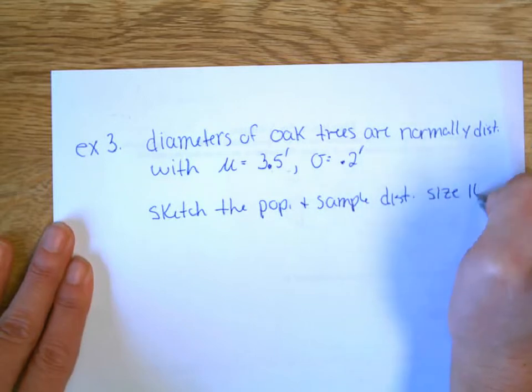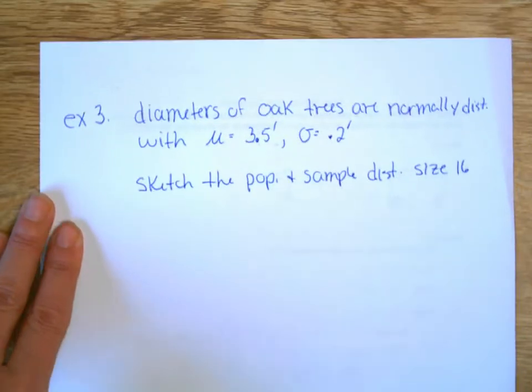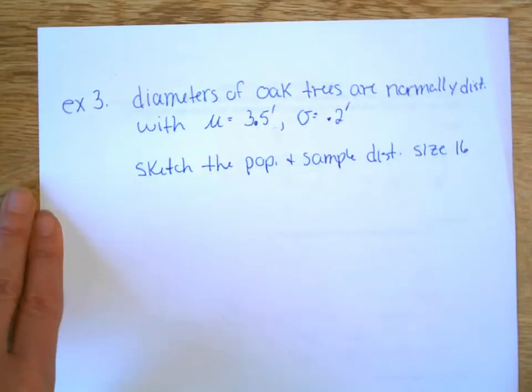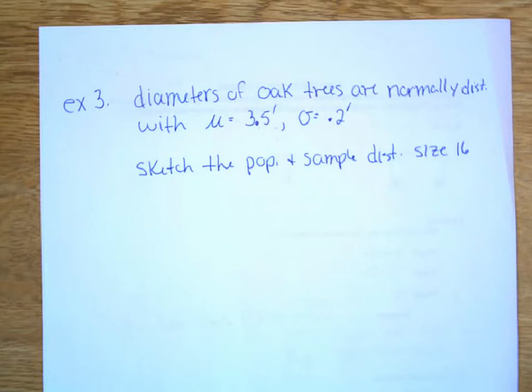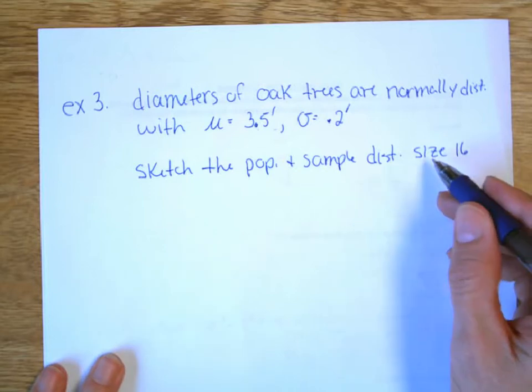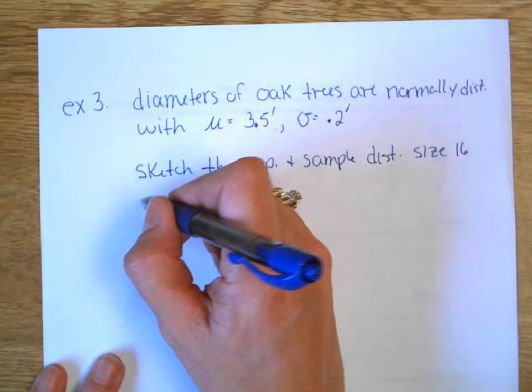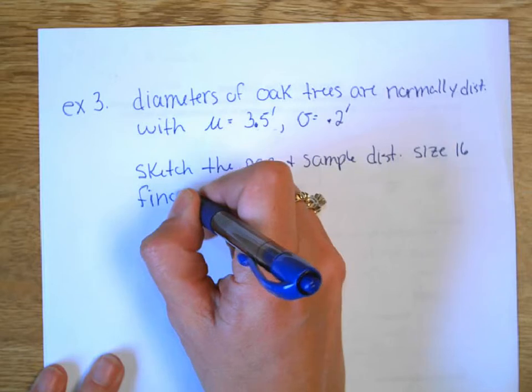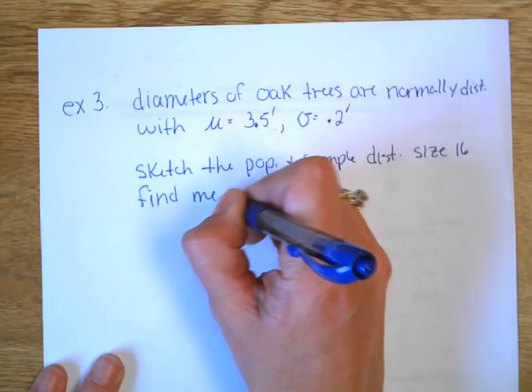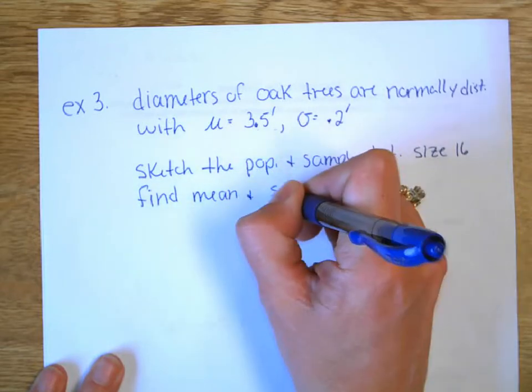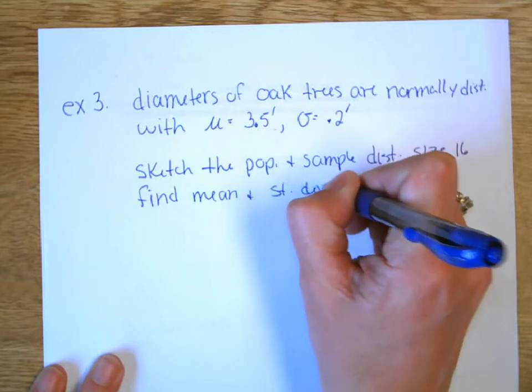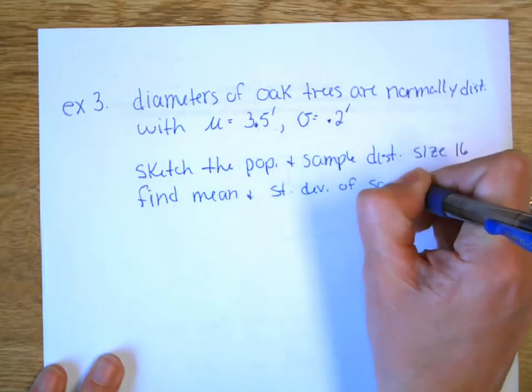Size 16. So what you would be doing is randomly selecting 16 oak trees, finding the diameters, averaging that together. Take another sample of 16, find the diameters, average them together. What will those two distributions look like? And I want to know the mean and standard deviation of the sampling distribution.